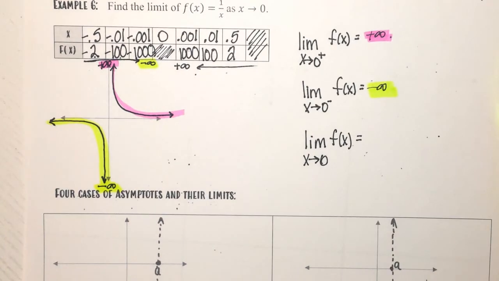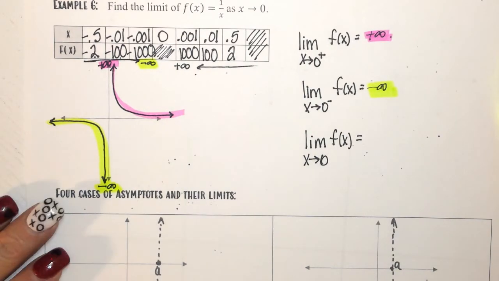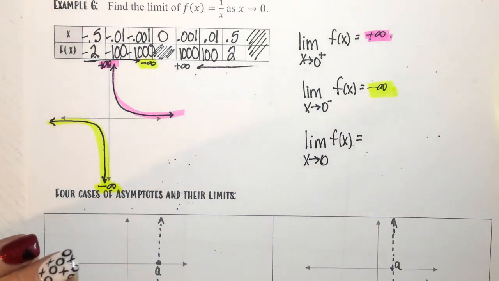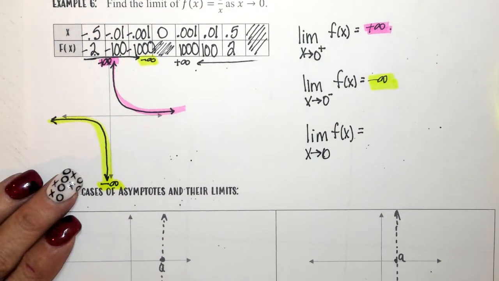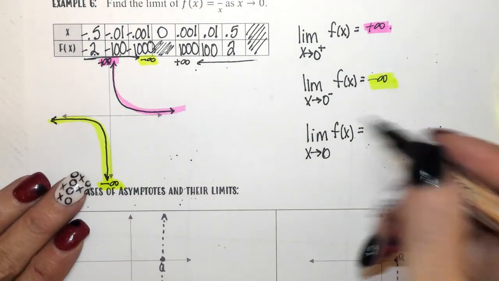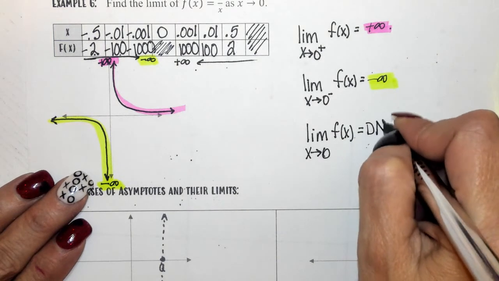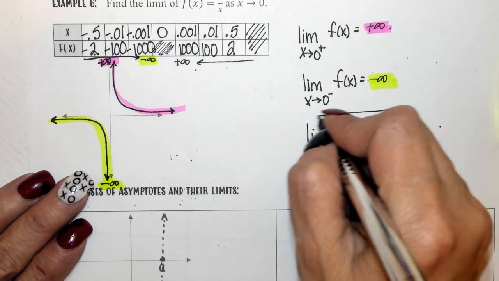Are those the same direction? Like, no, not at all. Those are completely opposites. And so what you're thinking is actually right. You're thinking, well, the limit doesn't exist because it's not going the same direction. And you would be right. The limit does not exist in this scenario.